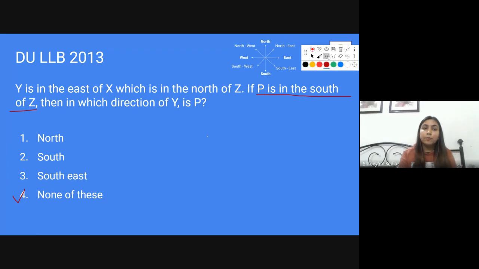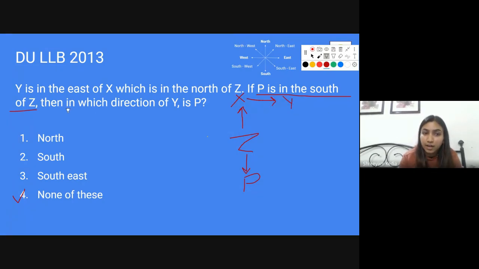Right. So, what does it say? P is in the south of Z. Okay. So, we have Z and Z south is this side. So, here is P. And X, which is in the north of Z. So what is the north of Z? This. And we have X here. And then Y is in the east of X. So if X is here, X's east would be this side and Y would be here.